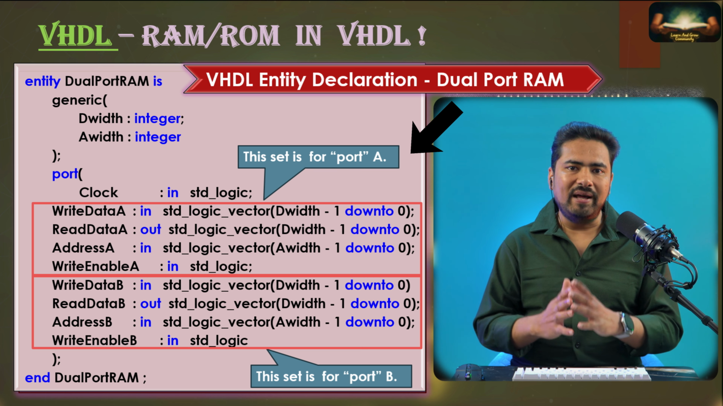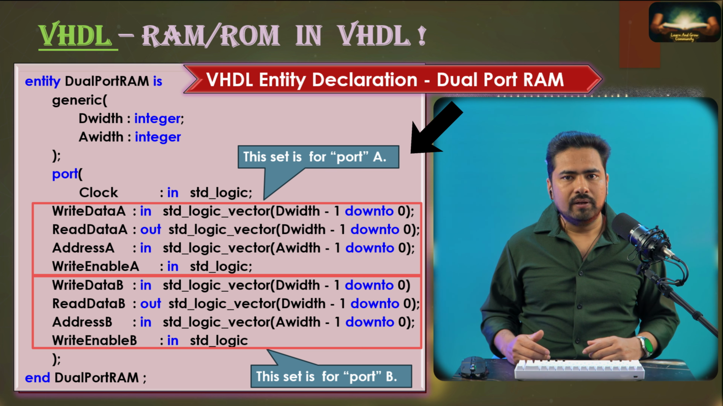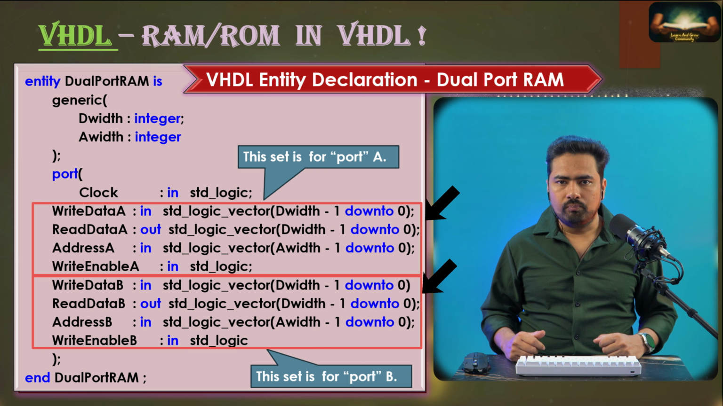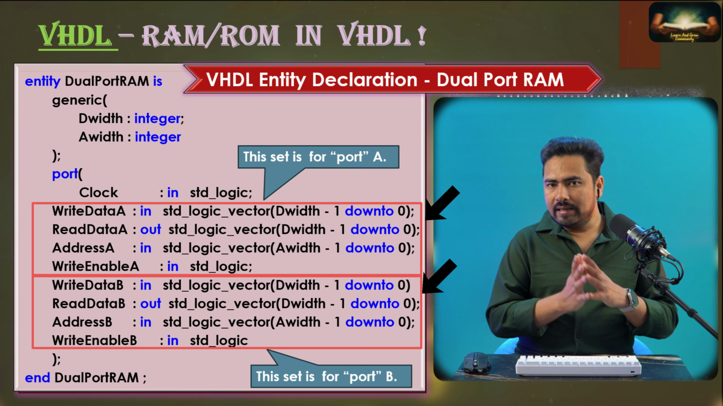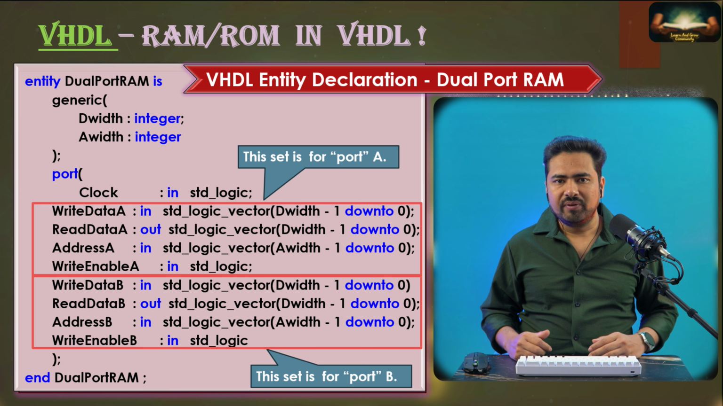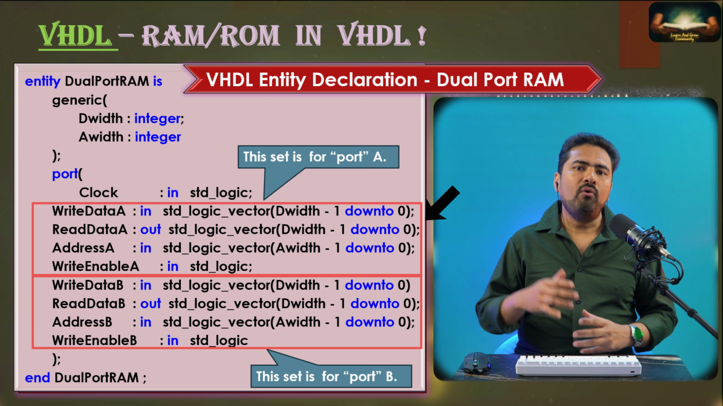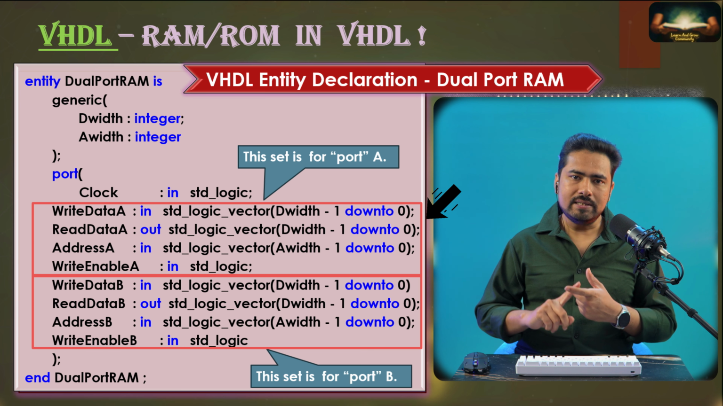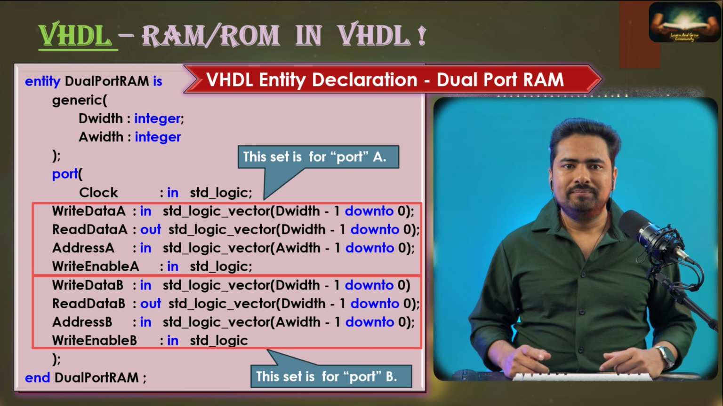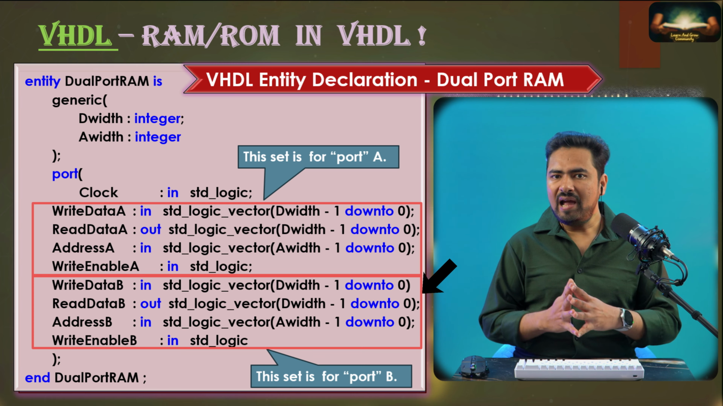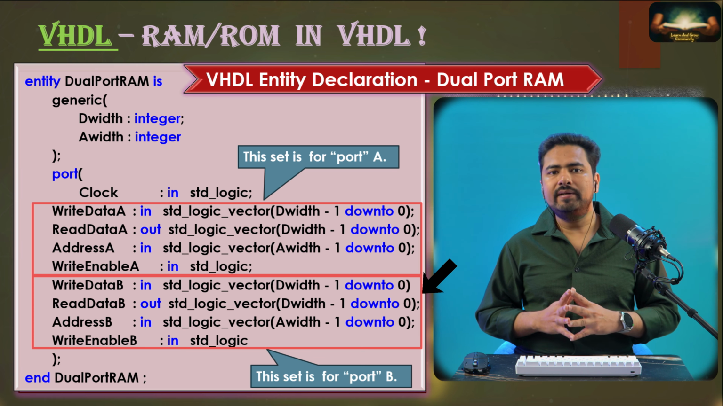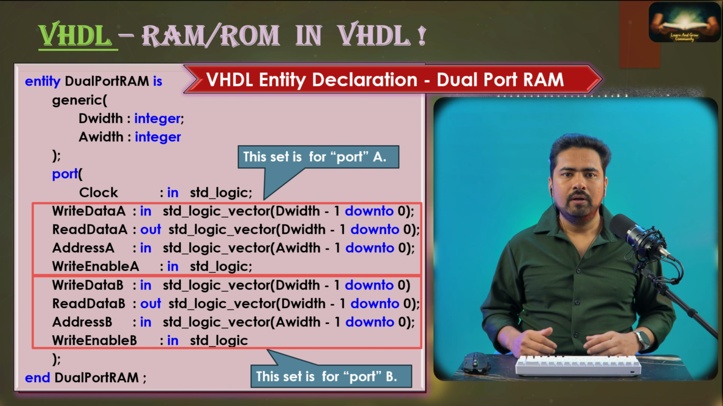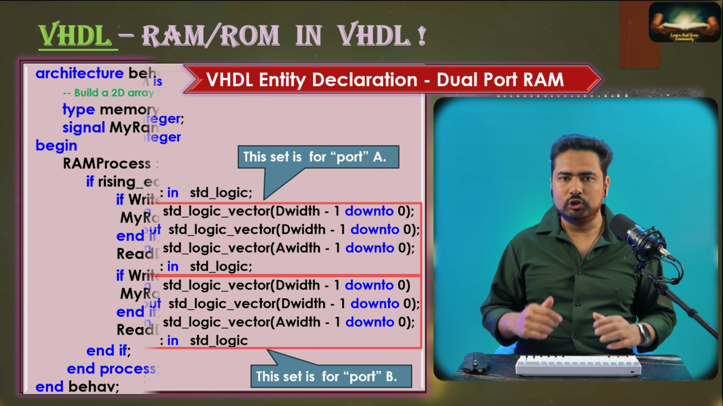This code is very similar to a single port RAM. The only difference is we have two sets of ports now. Each set is labeled with A or B at the end. Means for port A, we have write data A, read data A, address A, and write enable A. And for port B, we have write data B, read data B, address B, and write enable B. Simple. So we are not explaining this much.